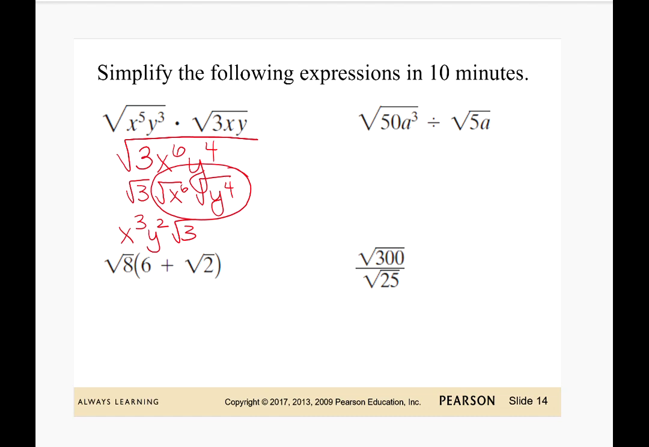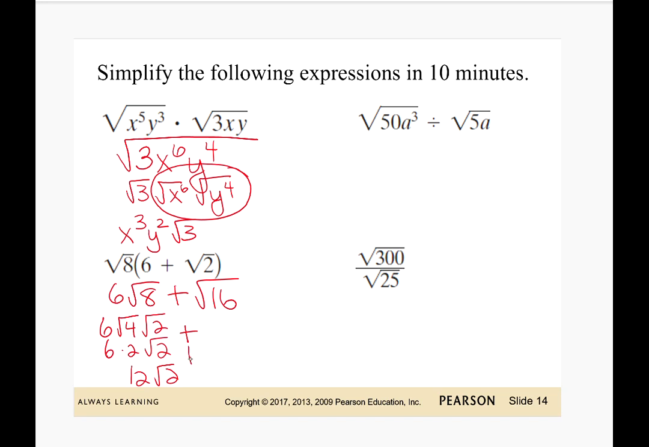Let's do the multiplication underneath that as well. Root 8 times 6, again, 6 times the square root of 8, plus root 8 times root 2 is square root of 16. All right, so we've done the multiplication. We got rid of the parentheses. Now let's simplify. So 8 is 4 times 2. So this is 6 times 2 times the square root of 2, so 12 root 2, plus, actually just bring that down, square root of 16. 16 is a perfect square, so that is 4. So there's my final answer, 12 root 2 plus 4.